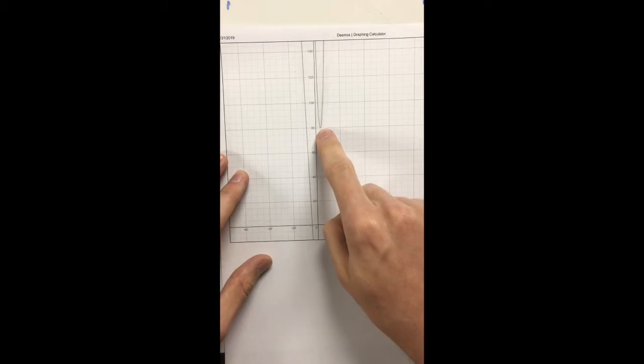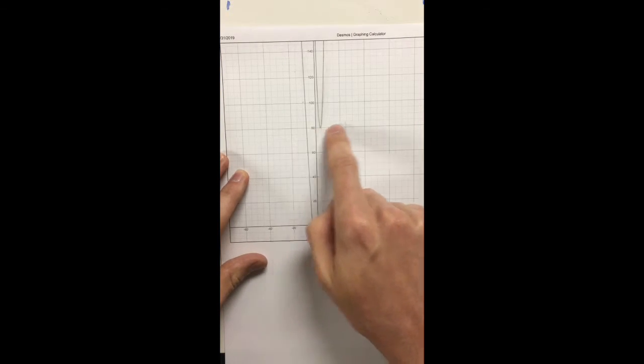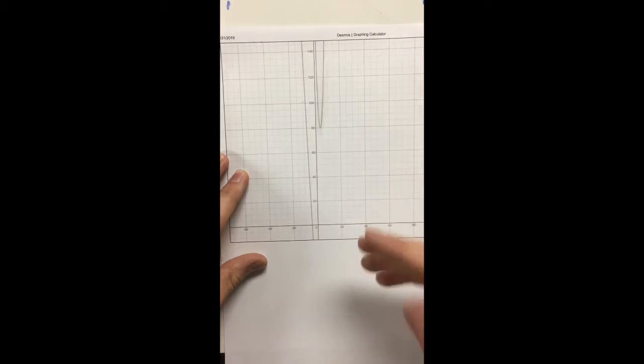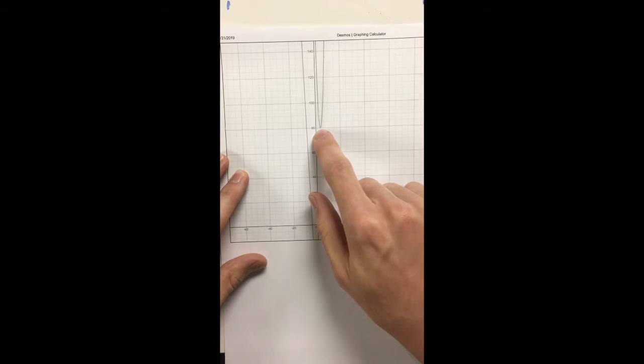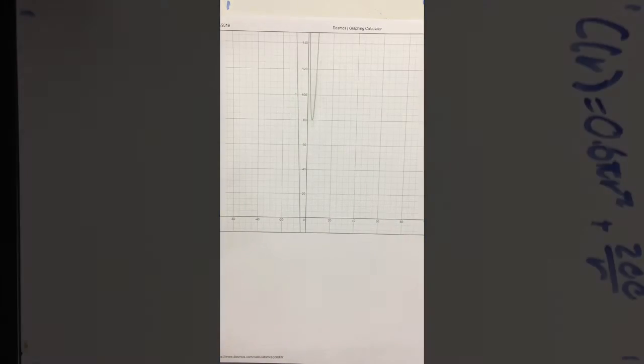Now you can see here, this is the minimum point on the graph. This will be where the cost is the least. So the slope is going to be 0 here. So when we find the derivative, it will equal 0 at this point. And that's what we want to find, and that's how we'll find the lowest cost of producing the can. So now that we have the cost equation, we need to differentiate it.